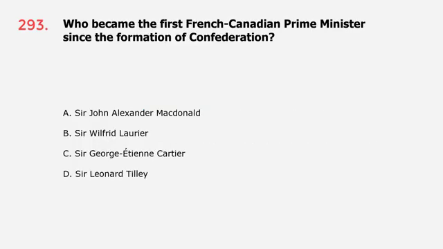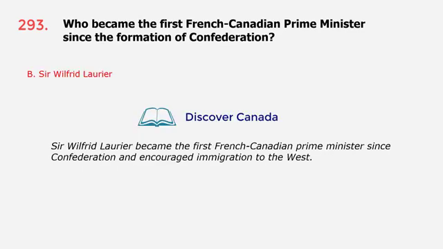Question 293. Who became the first French-Canadian Prime Minister since the formation of Federation? A. Sir John Alexander Macdonald. B. Sir Wilfrid Laurier. C. Sir George Etienne Cartier. D. Sir Leonard Tilley. The answer is B. Sir Wilfrid Laurier.